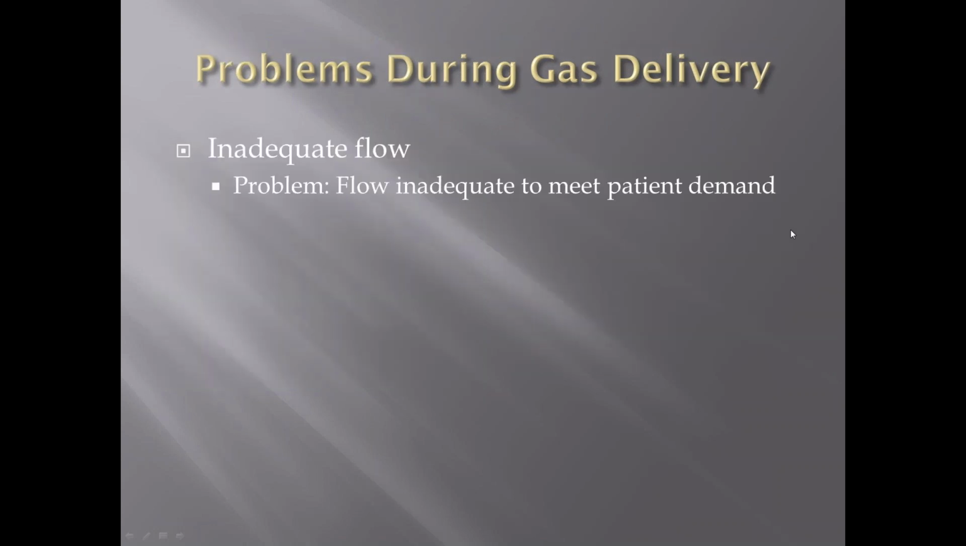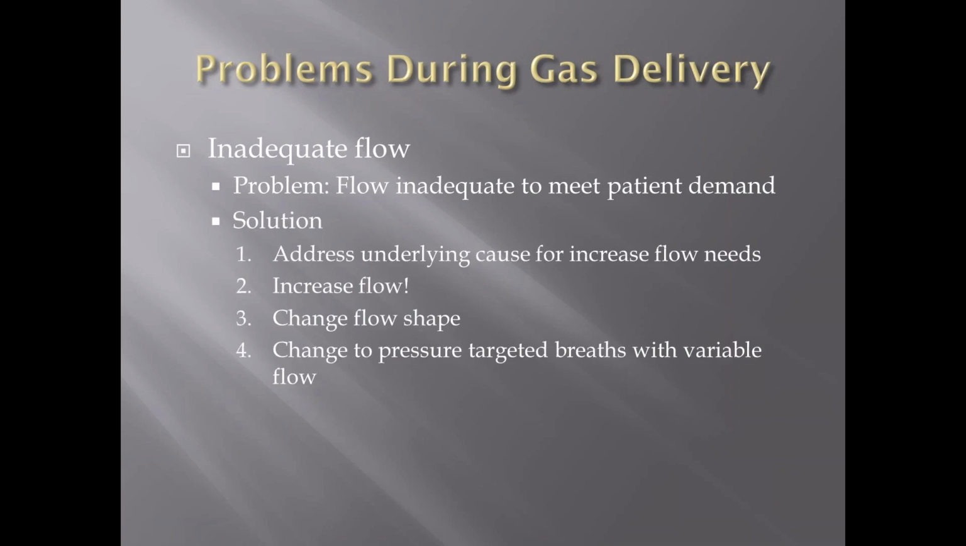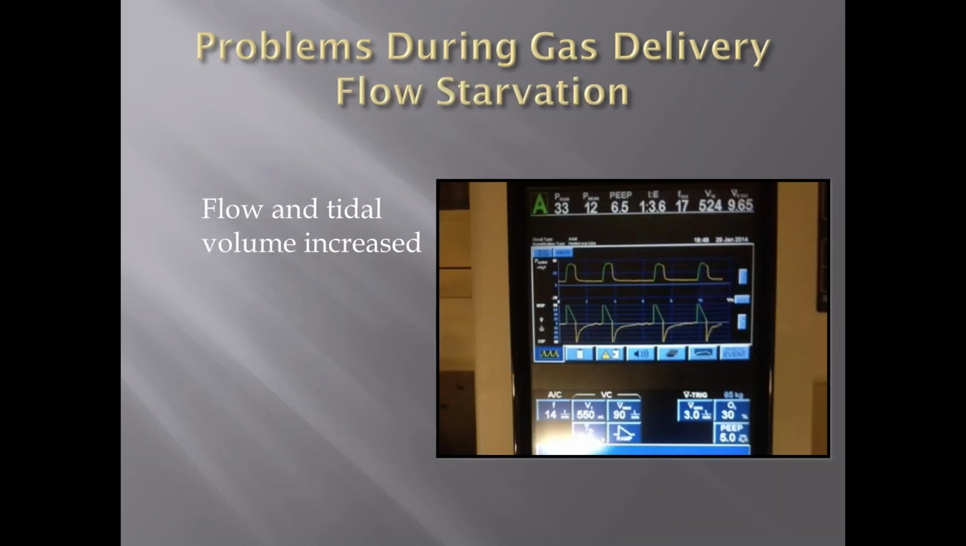So the problem is that the flow is inadequate to meet patient needs, and the solution, you can increase flow, or you can change to pressure-targeted breaths with variable flow, and that'll often fix the problem. So in this patient, I changed the flow. I also went up on the tidal volume very briefly, just to see if it would work. Don't worry, I went back down on the tidal volume after. But then, as you can see, the pressure waveforms got completely better.